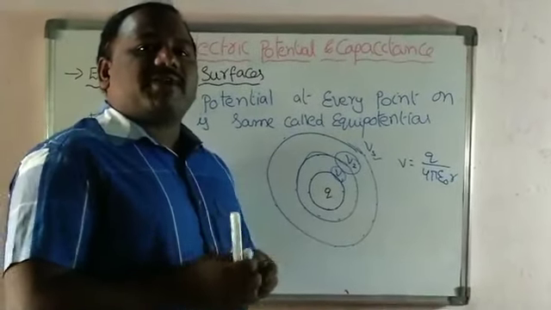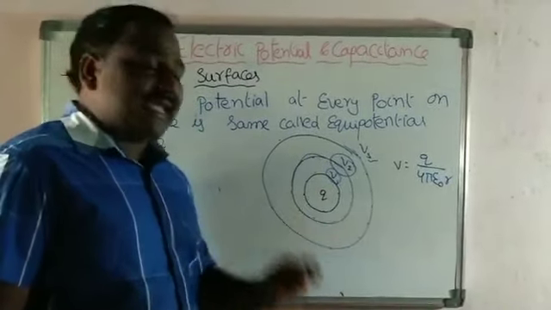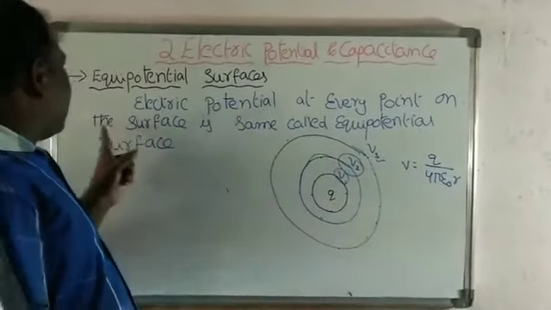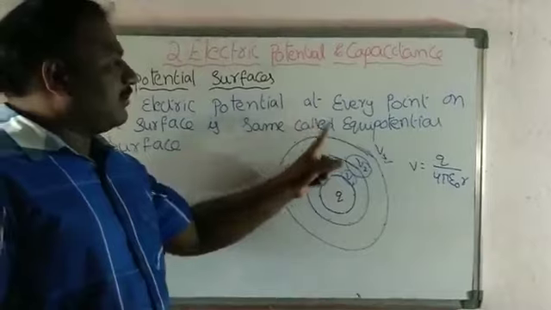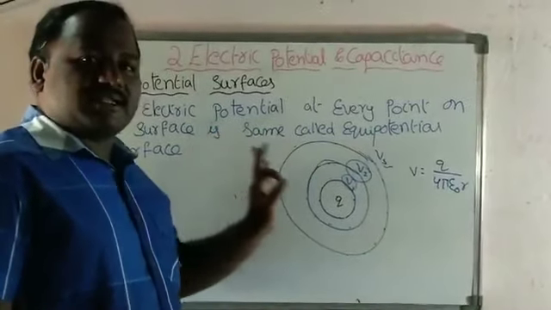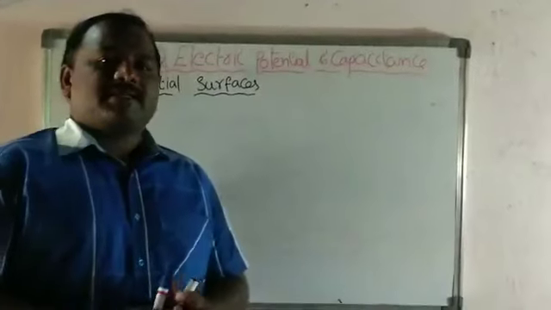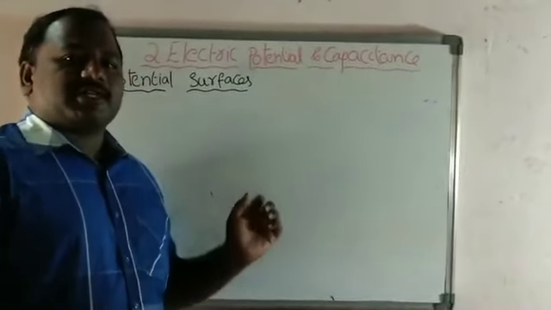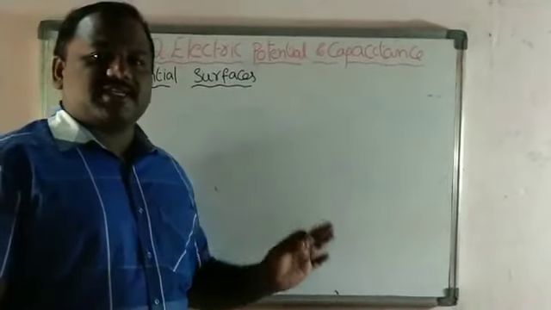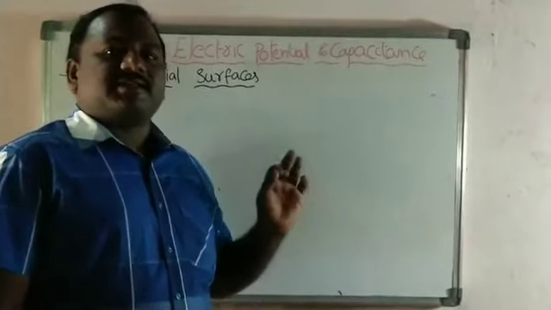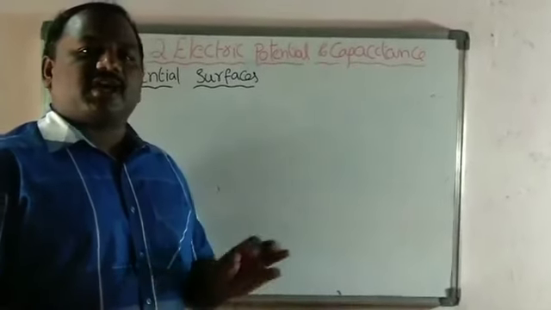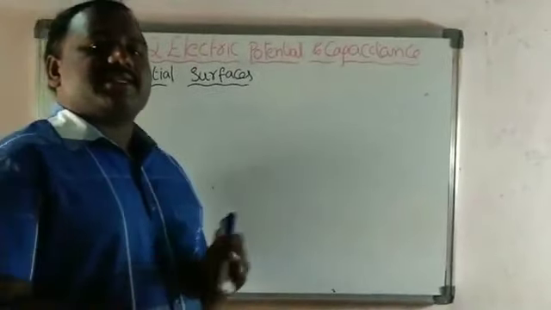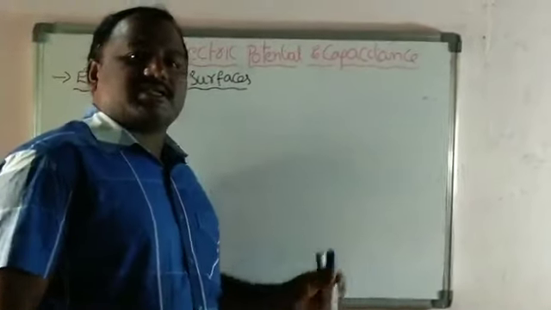Now we define: an equipotential surface is a surface on which the electric potential at every point is the same. See once again, the definition of an equipotential surface is that the potential at any point on the surface is equal or the same, then that type of surface can be called an equipotential surface. Now we see some examples of equipotential surfaces.